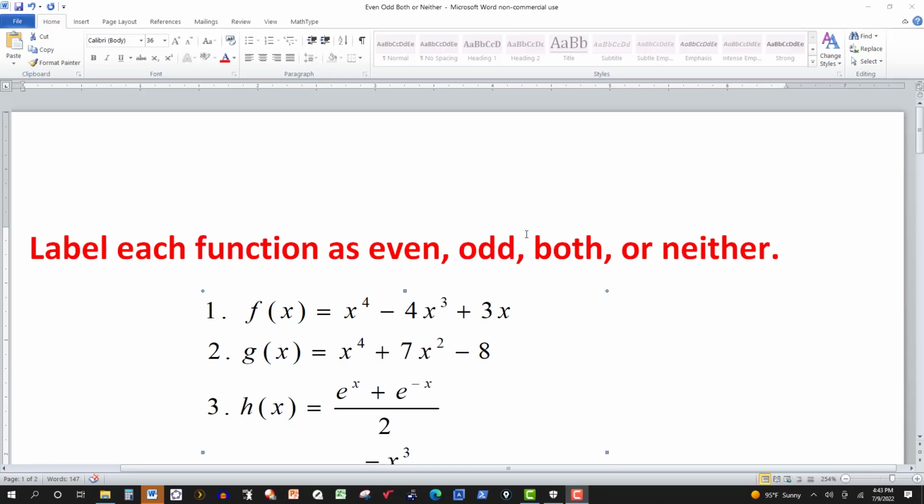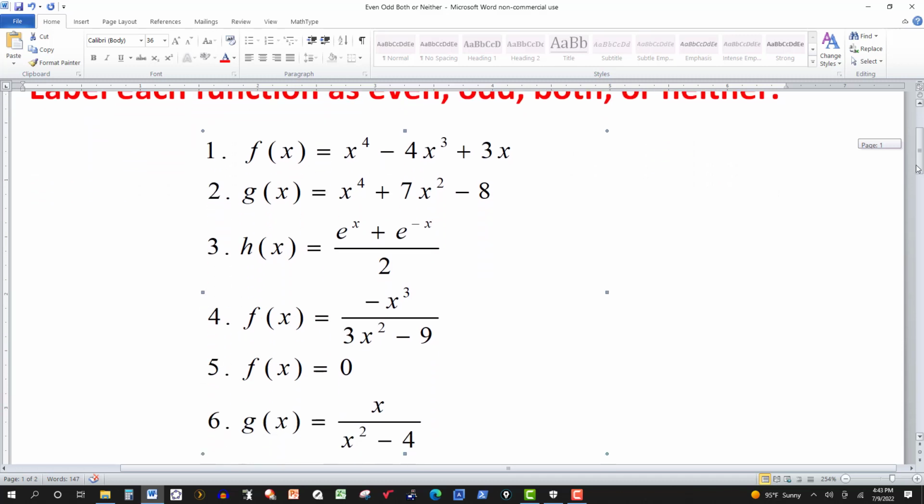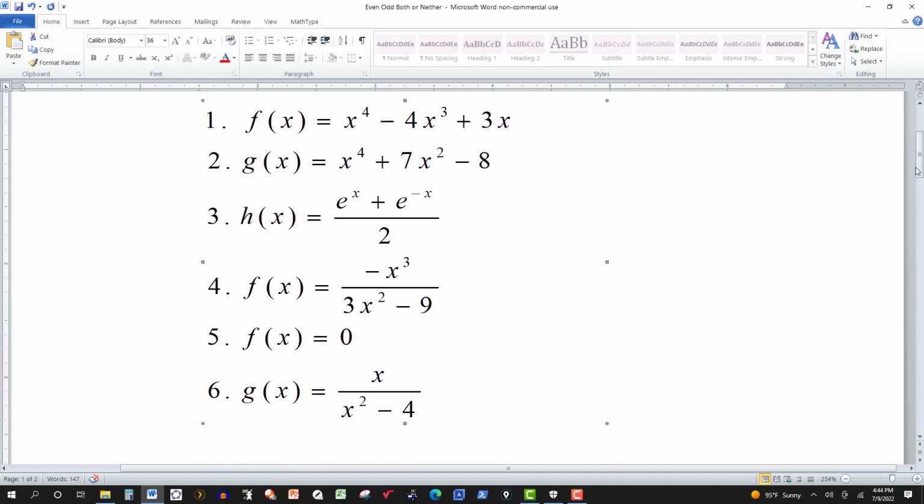In this video, we're given some functions, and we want to determine whether each function is either even, odd, both even and odd, or neither. So these are the functions here. You can pause the video here if you want to try these, and then I'll be back.